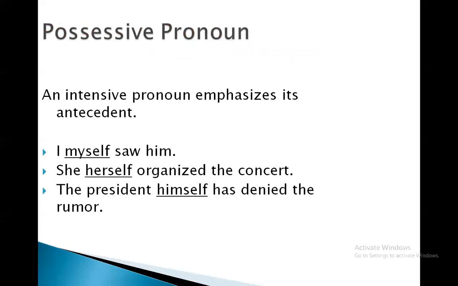And here, an intensive pronoun emphasizes the person. I myself saw him. There is no interference of another person. I saw him by myself. She herself organized the concert. The president himself has denied the rumor.